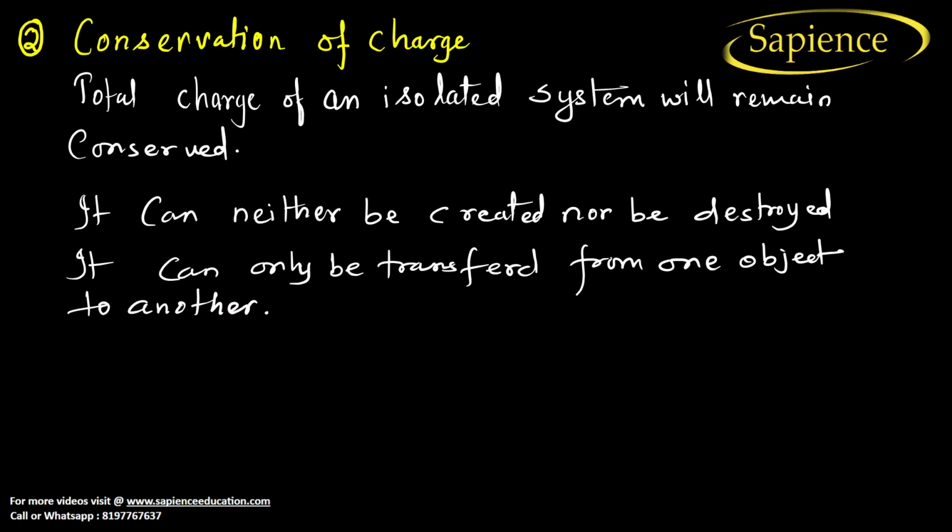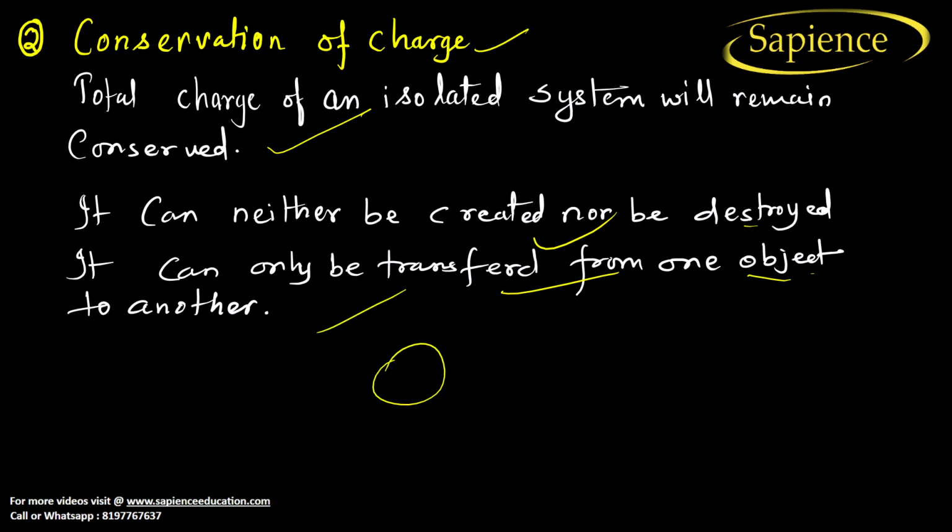Now let us go for the conservation of charges. The total charge of an isolated system will remain conserved. It can neither be created nor be destroyed. You can't create a charge. It can only be transferred from one object to another.